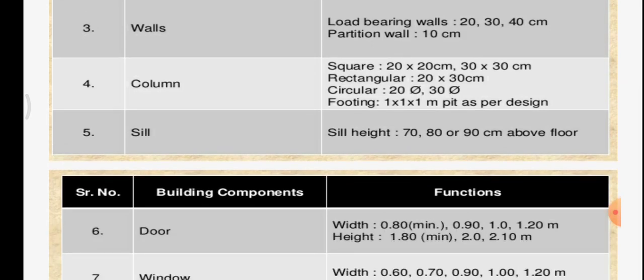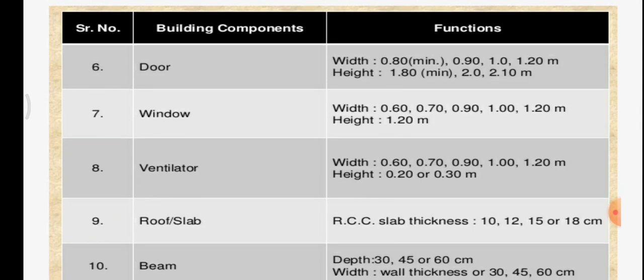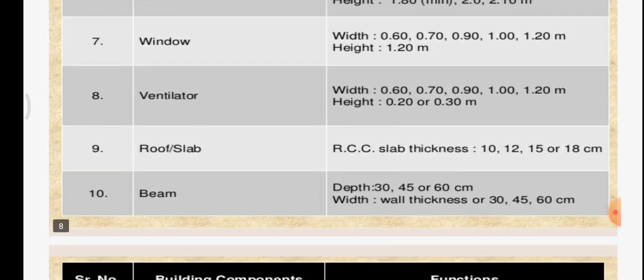Sill height 70, 80, 90 centimeter above the floor. Door. Width is 0.80 minimum, 0.90, 1.0, 1.20 meter, height as per design. Window width is 0.60, 0.70, 0.90, 1 to 1.20 meter. Height is 1.20 meter. Ventilator width is 0.60, 0.70, 0.90, 1.00, 1.20 meter. Height is 0.20 or 0.30 meter.